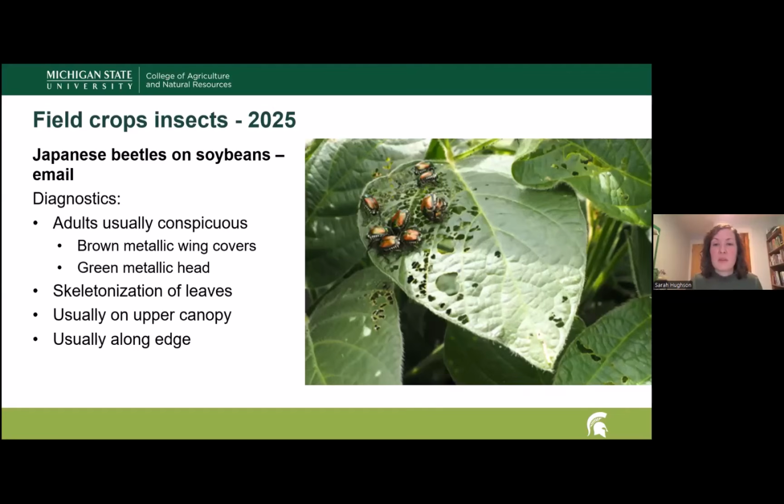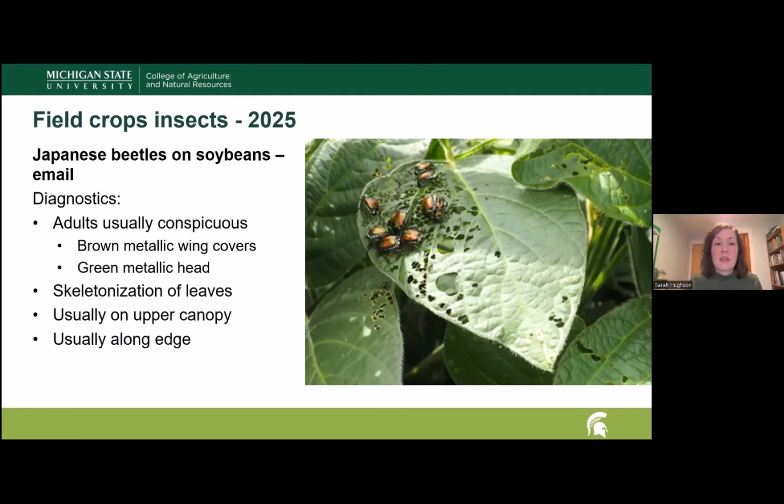They're going to be on the surface of the leaf. They're not really going to be hiding from you. You can identify these guys because they have the brown metallic wing covers. They have kind of a green metallic head area, and they're going to skeletonize these leaves. They tend to feed more on the upper canopy of the soybean plant, and they also tend to feed along the edges of the fields.